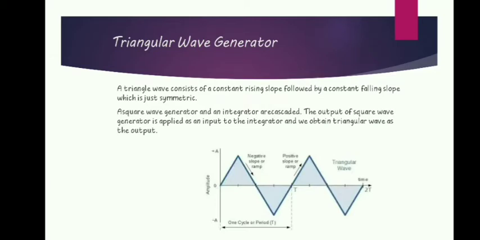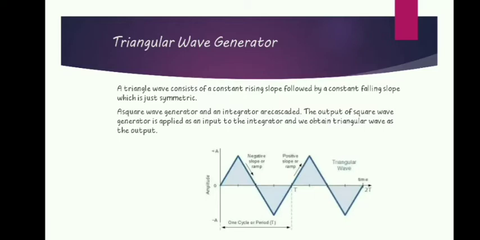A triangular wave generator is an electronic circuit which will generate a triangular wave. A triangular wave will consist of a constant rising slope followed by a constant falling slope, which is just symmetric. A square wave generator and an integrator is cascaded in order to form a triangular wave generator.